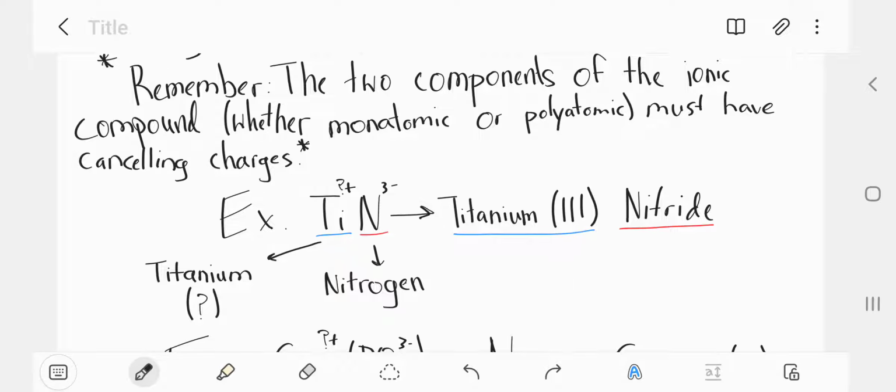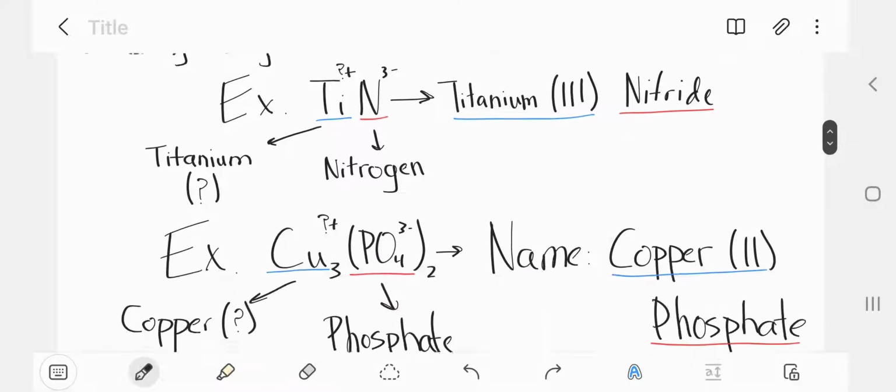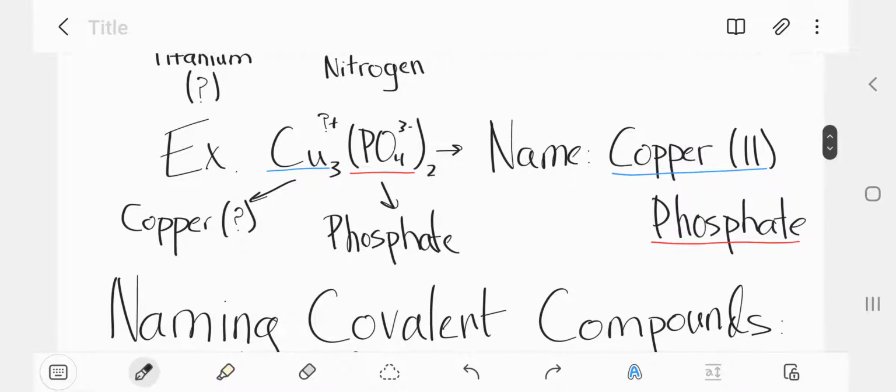Nice. That's how you're going to need to go about it for the transition metals. Now we have another example of a transition metal thing here. This one's going to be a bit more complex. So we have copper, and notice the subscript 3, which means we have 3 of these copper atoms, okay?